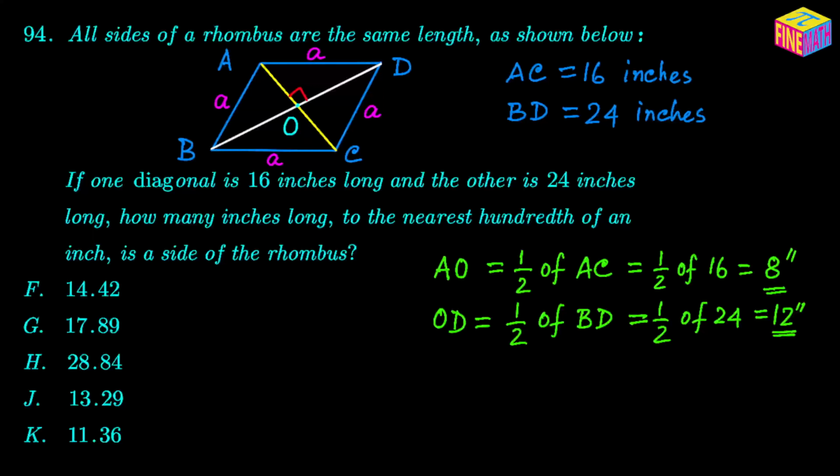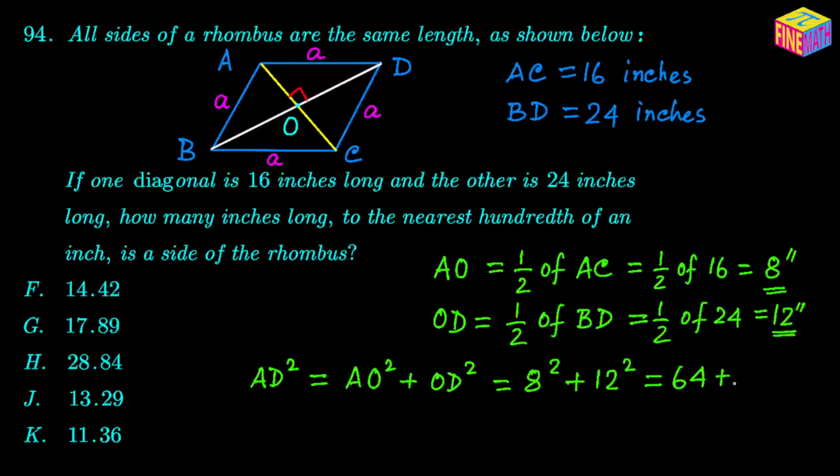So from here, all we have to do is calculate the size of the hypotenuse of this right triangle, and hypotenuse AD would be like this. Well, from the Pythagorean theorem, we know that AD squared would be equal to AO squared plus OD squared, which is equal to 8 squared plus 12 squared. And that is equal to 64 plus 144, which is equal to 208.